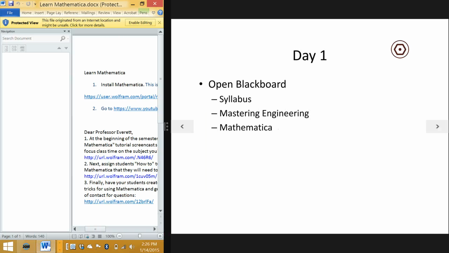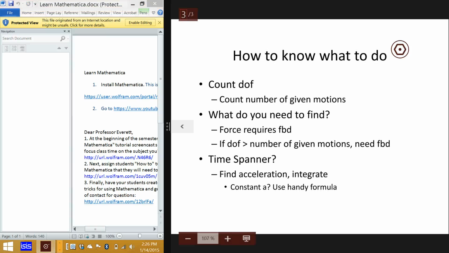The Mastering Engineering class response system is going to be used very quickly. So I recommend that you get on that and get Mastering Engineering on your computer as quickly as possible.